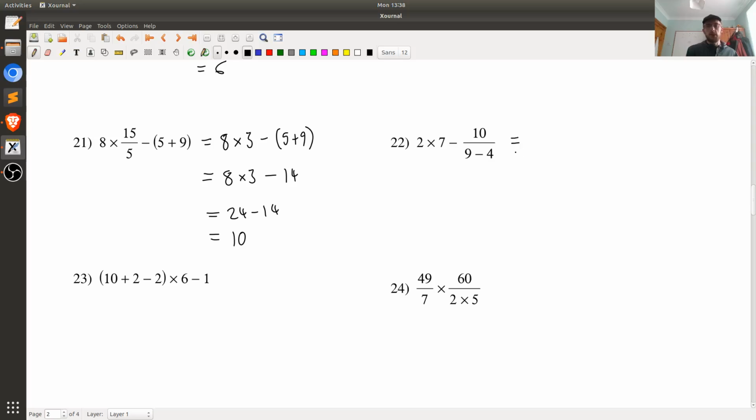What do I do here first? Following BODMAS, I should do division. So 10 divided by that. Well, I have to clean up the bottom of the fraction first, the denominator. Secretly, there are some brackets here, but you don't see them. So I'm obliged to do 9 take 4 first, which is 5. So it becomes 2 times 7, take 10 over 5, which is 2 times 7, take 2, which is 14 take 2, which is 12.